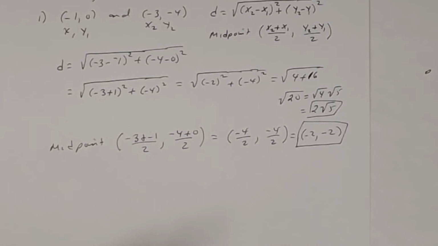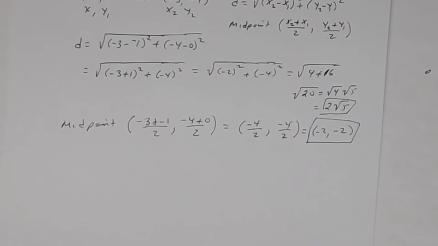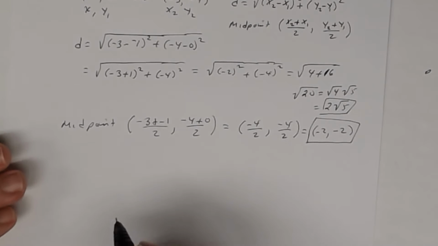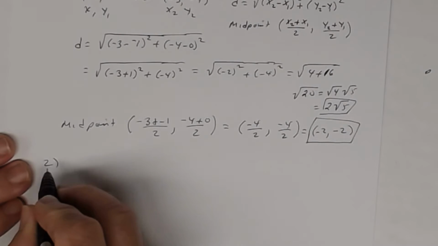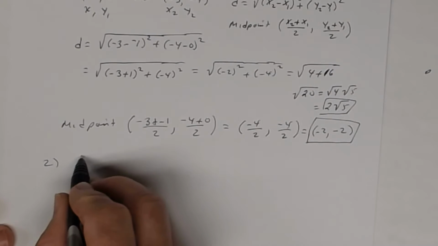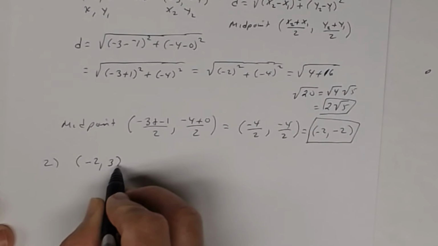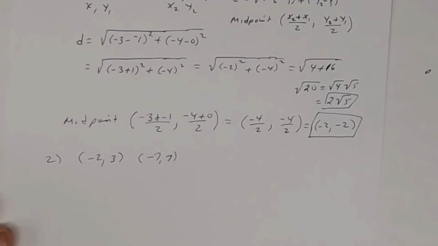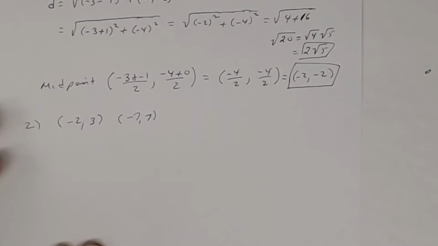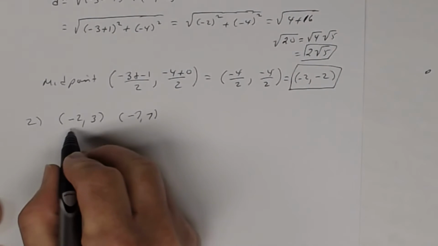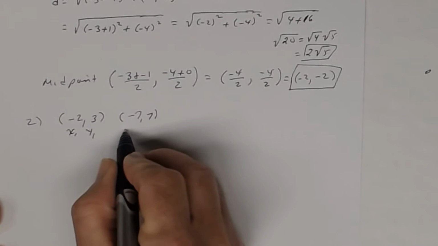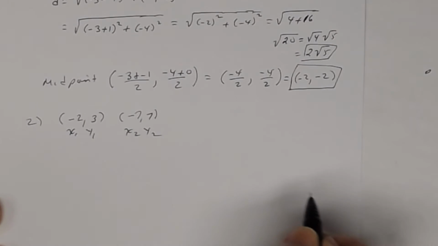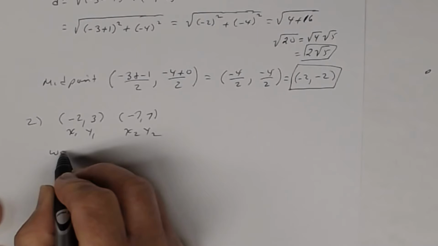All right, for distance. Okay, number 2, we have these 2 points, negative 2, 3, and we also have negative 7, 7. It's very helpful for many students to label these coordinates: x1, y1, x2, y2. All right, and so here's your work for distance.